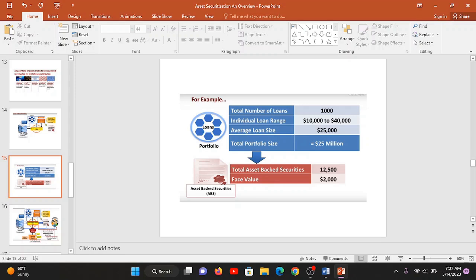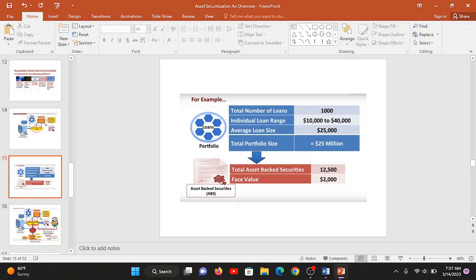Let's go further into this example. In this case, there are a total of 1,000 loans which are bundled up together. Loan average ticket size is between 10,000 and 40,000. This is the individual loan range, which is what we were discussing earlier in the segment on attributes. So it can vary from 10,000 to $40,000. This is in dollar terms; it can be Indian rupees or any other currency. So the average comes out to be 25,000, your average loan ticket size.